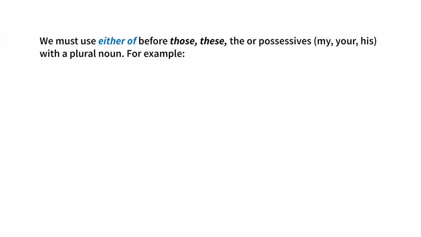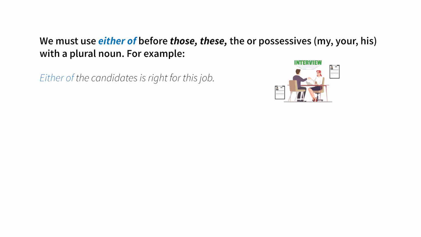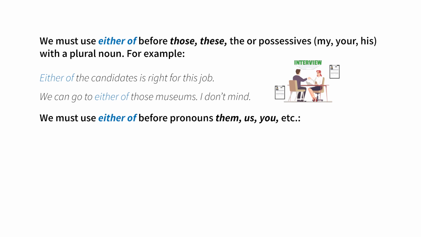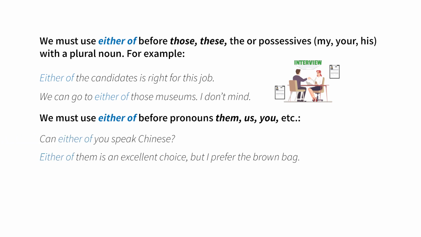We must use either of before those, these, the, or possessives, my, your, his, with a plural noun. For example, either of candidates is right for this job. We can go to either of those museums. I don't mind. We must use either of before pronouns, them, us, you, etc. Can either of you speak Chinese? Either of them is an excellent choice, but I prefer the brown bag.